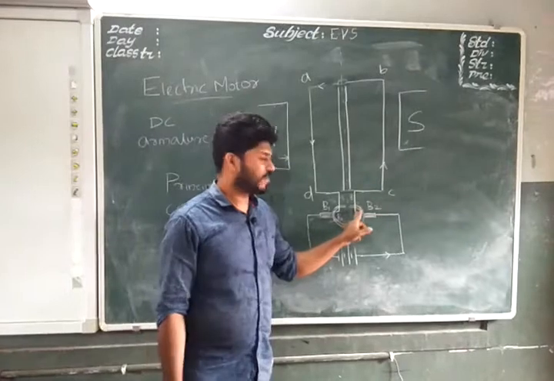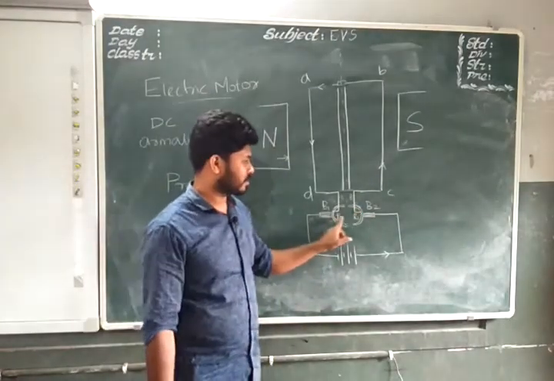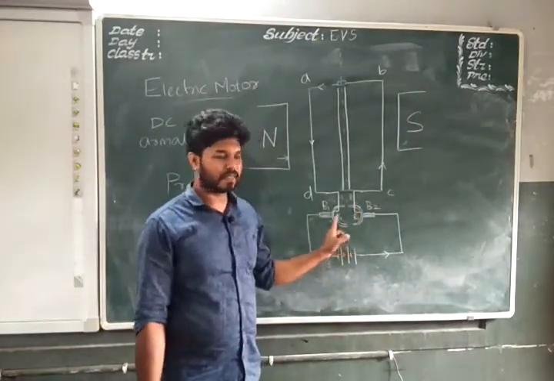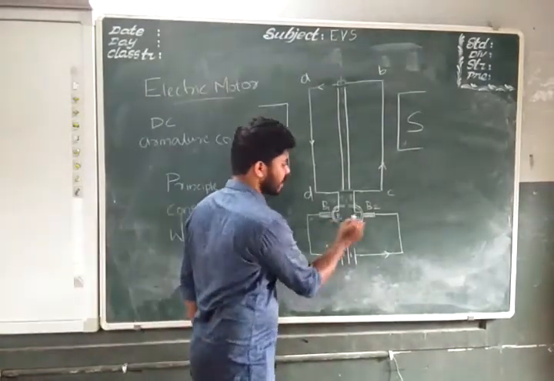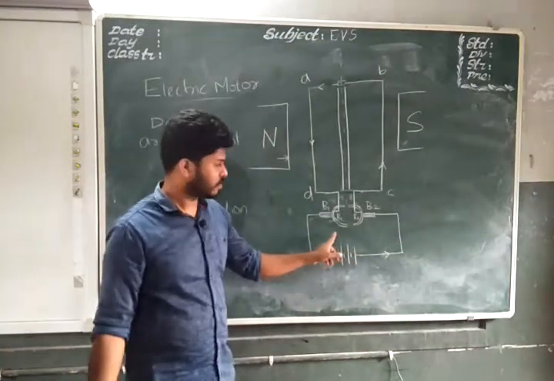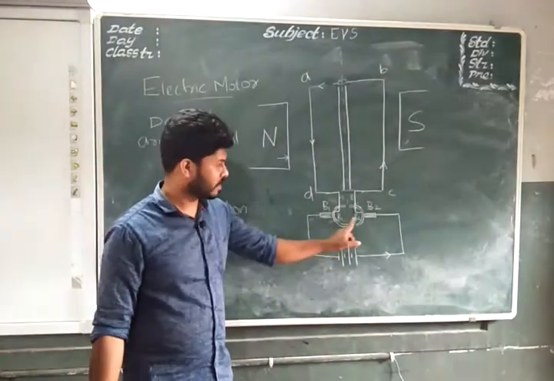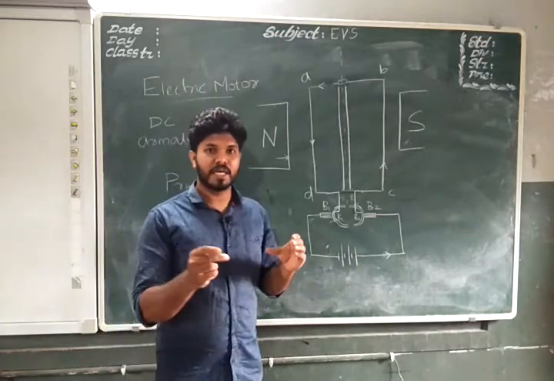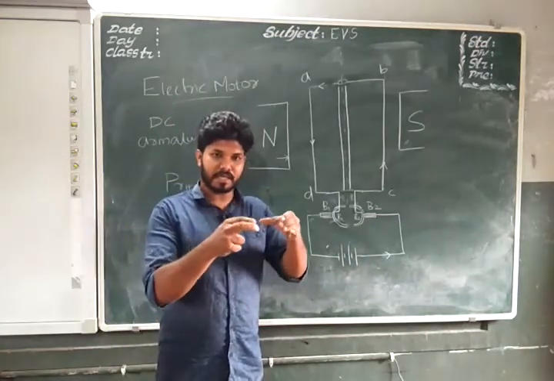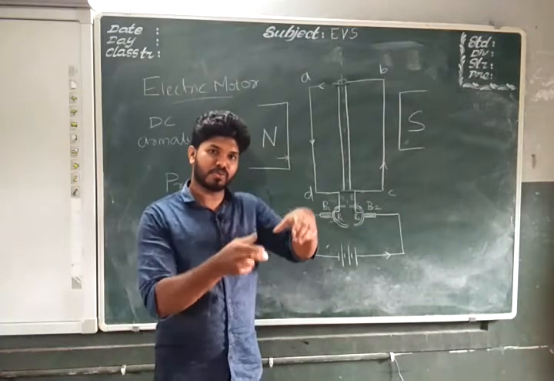And now here we have two rings. These are called split rings or commutators. We have the rings R1 and R2. Hope you can see these small writings, R1 and R2. They are two split rings. Split rings means it's not a complete ring but a ring like this. They are split into two half rings.